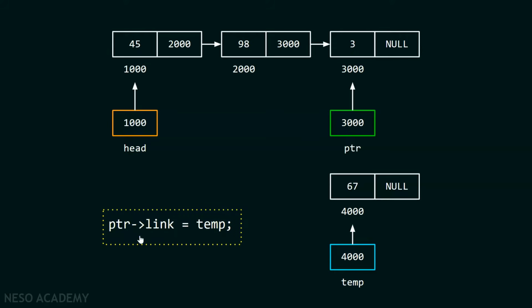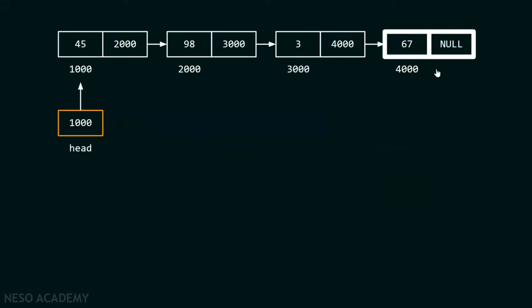By using just this line, we can update the link part of this node by this address, that is 4000. This is required because we need to make this node the end node of this list, right? So this link part should get updated by the address of this node. ptr->link = temp means we are accessing the link part of the third node and we are updating it by this address 4000. So this will get replaced by address 4000. This means that this node becomes the end node of the list.